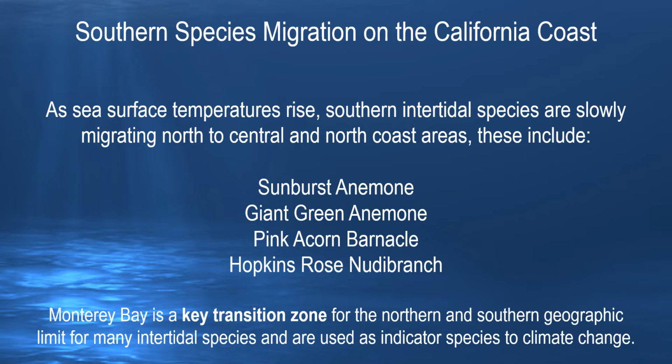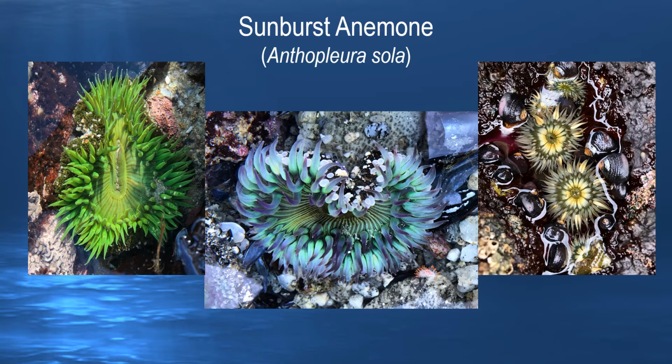Monterey Bay is a key transition zone for the northern and southern geographic limit for many intertidal species, and they are used as indicator species to climate change. The Sunburst Anemone is a southern species whose northern limit used to be Bodega Bay, but now you can find the Sunburst Anemone up to 165 miles north of Bodega Bay, all the way up to Bruhel Point.